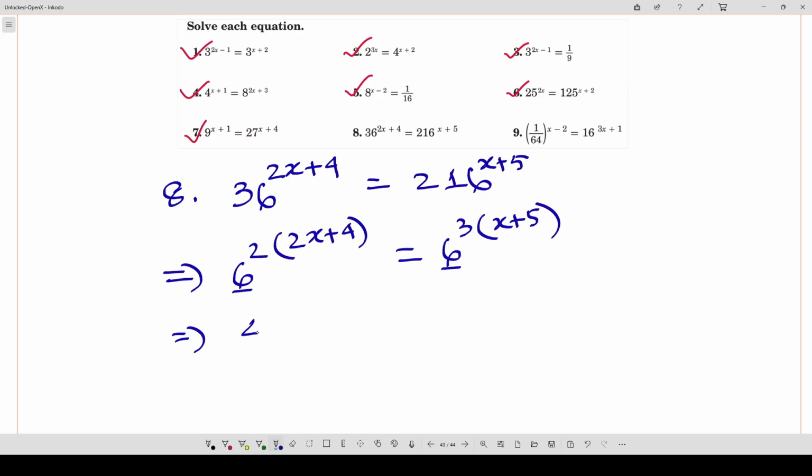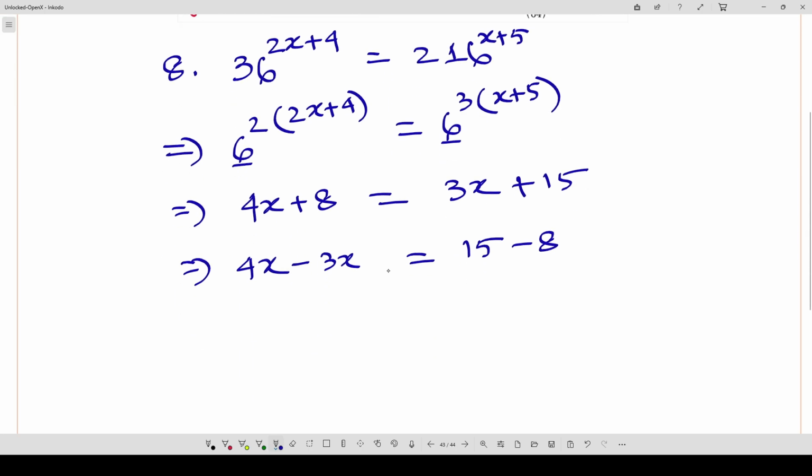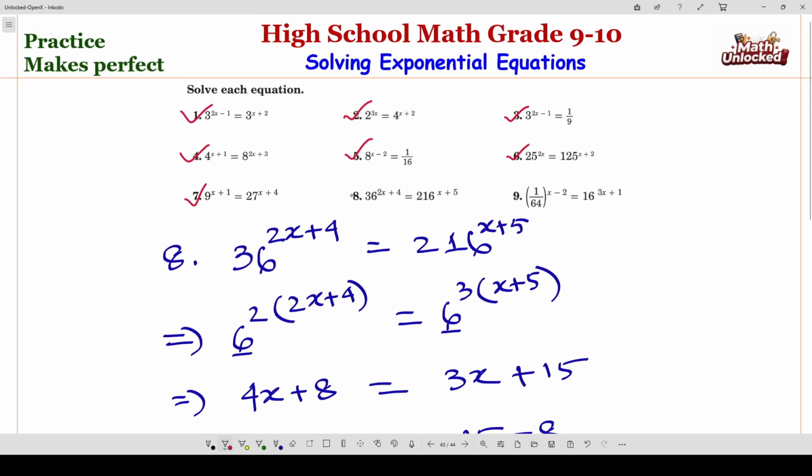In this case, once the bases are the same, the powers will be equal. So we can write 4x plus 8 equals 3x plus 15. So here is 4x, and this 3x becomes minus 3x, and here 15, and this plus 8 becomes minus 8. It means we are subtracting 3x and 8 from both sides. Now look, 4x minus 3x will be x, and 15 minus 8 is 7. And this is our required answer.